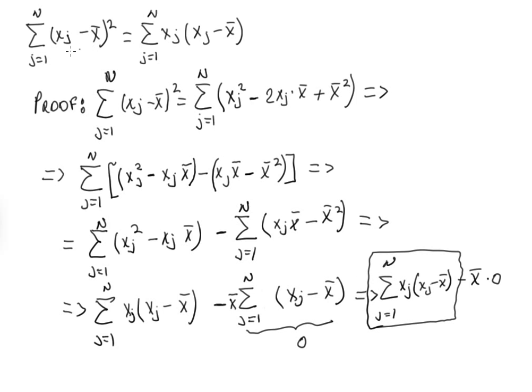this sum of squared residuals, or sum of squared deviations I should say, not yet residuals, is equal to the sum of the xj's, xj minus x bar. So that's the proof, and this is a very useful simplification of this expression, and will be useful in proofs when we have to do something with OLS exercises. So we'll do that at some point.